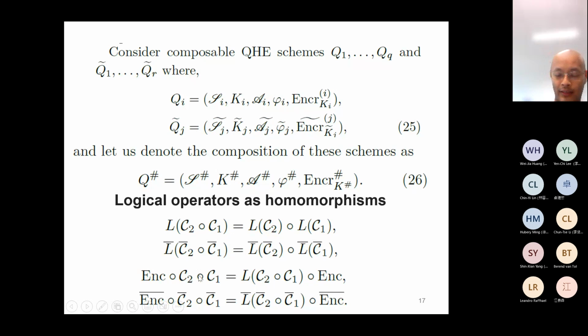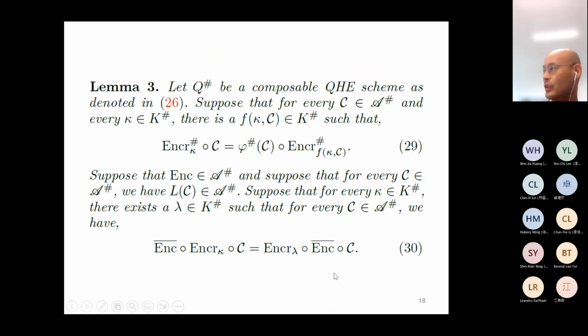The logical operators also have nice commutation properties. If you commute the encoding map past the computations, then you get the logical computations. Similarly, if you have the encrypted operations over here and the encrypted encoding, you also want the same algebraic properties to hold. So this is the idea. Everything is a homomorphism.